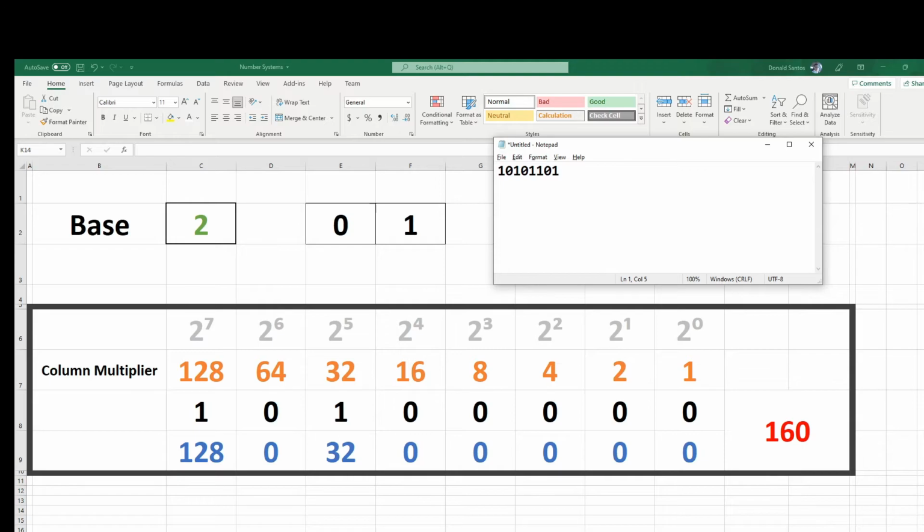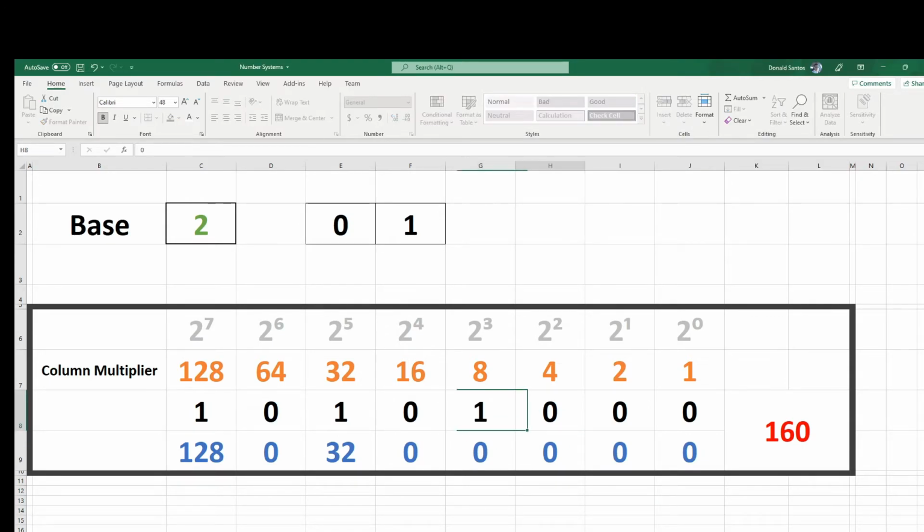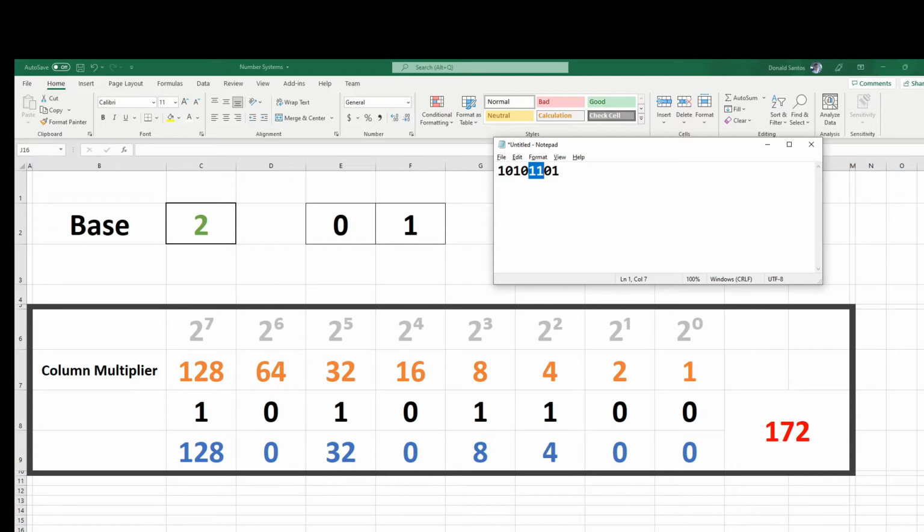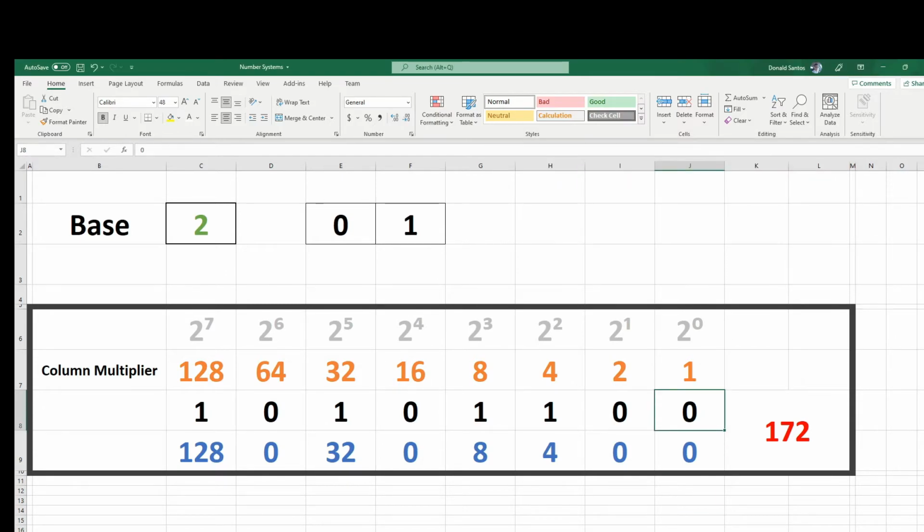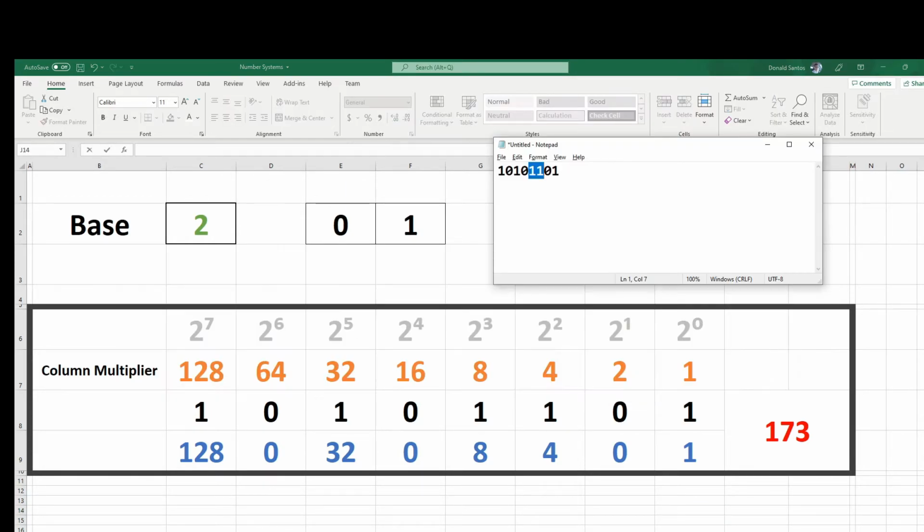There is nothing in the 16s column, but there is a 1 and a 1 in the 8s and the 4s columns. So now we have 128 plus 32 plus 8 plus 4, and there's only one more, which is 173. So 10101101. Is that what I said over here? 10101101. Yes, this is actually the quantity of 173. And that is how binary works.